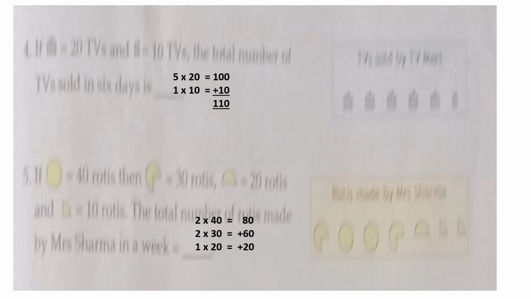And how many 1/4 circles are there? 2, and a 1/4 circle represents 10 rotis. So 2 into 10 is equal to 20. Now add all this: 80 plus 60 plus 20 plus 20, you will get the answer 180 rotis. And these are made by Mrs. Sharma in a week.